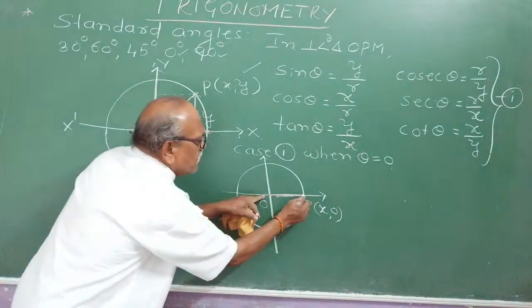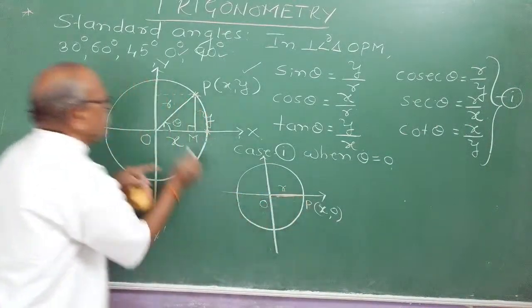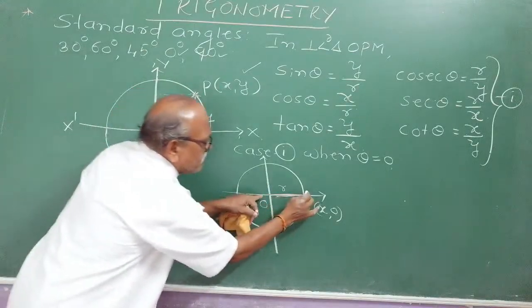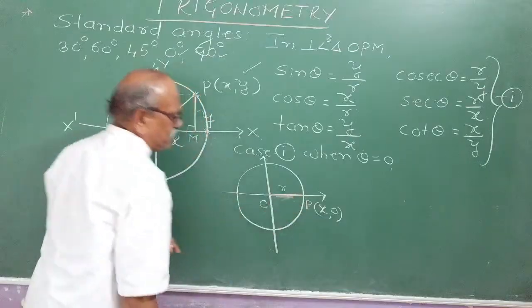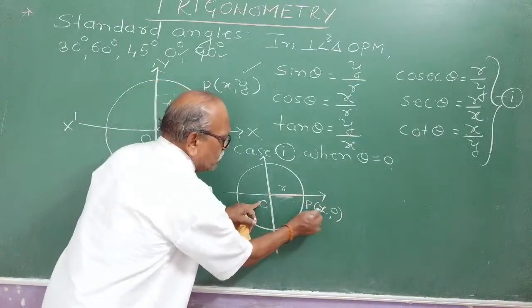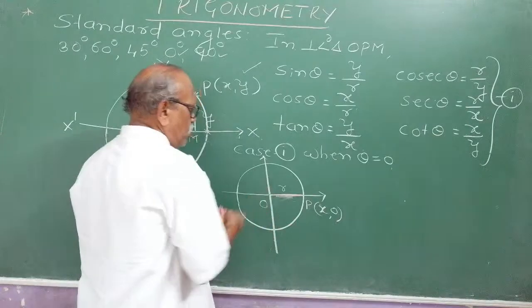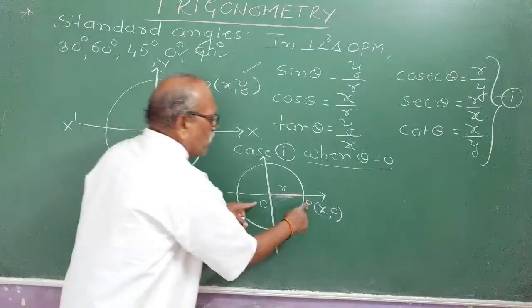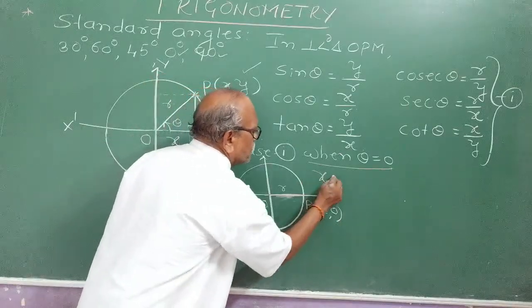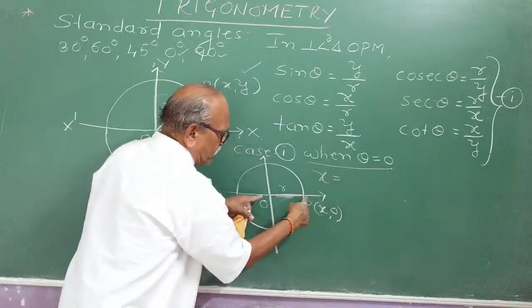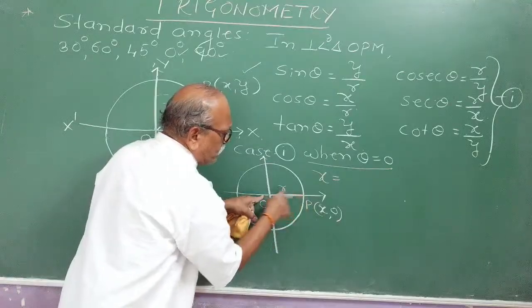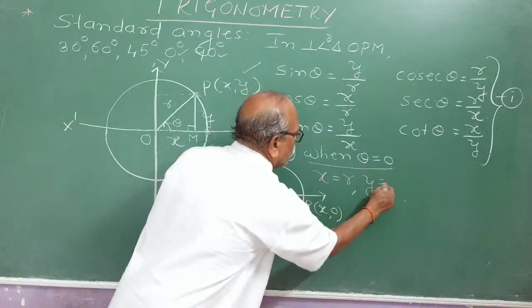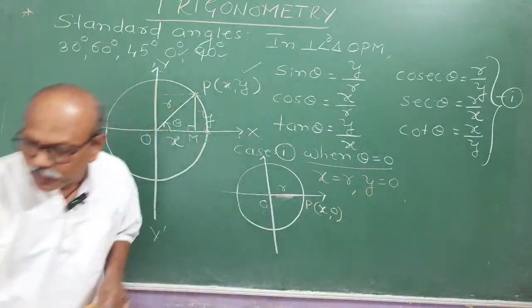And this OP is nothing but the radius of the circle. Is it not the radius of the circle? When P comes here, the radius remains the same. Now observe. This OP length is nothing but what? X coordinate. When theta becomes equal to 0, what happens to x? X is nothing but OP, but OP is radius. X becomes equal to r and y becomes equal to 0. I hope it is clear to you.